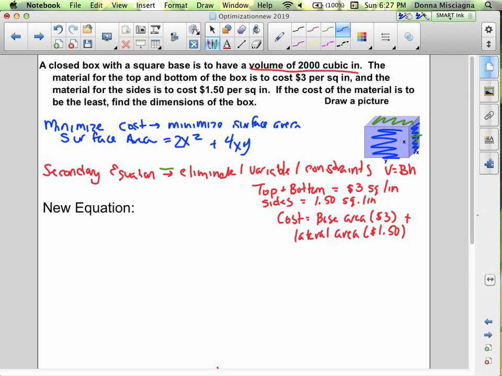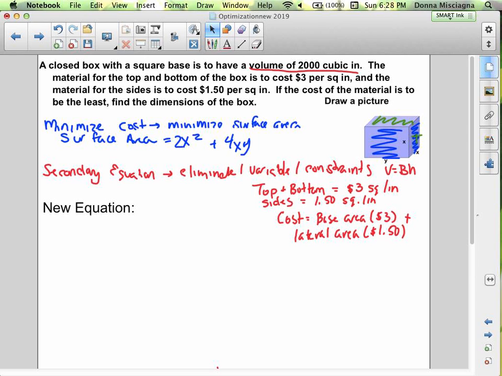All right, so then we have this secondary equation, and that is to eliminate a variable taking into account constraints. That secondary equation is the volume, because it has to have a certain volume. If we make the box super, super tiny, we'll use less material, but then it won't have a volume of 2,000 cubic inches. So our volume is 2,000 cubic inches.